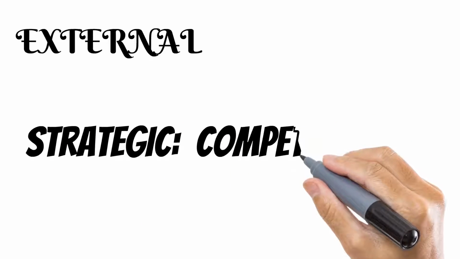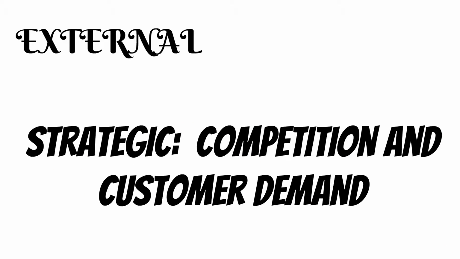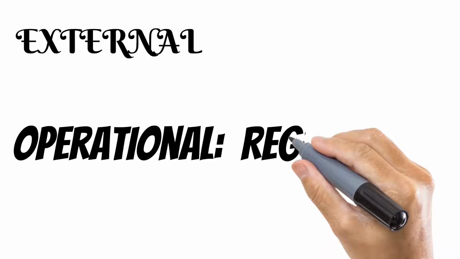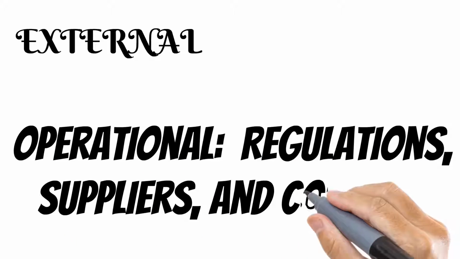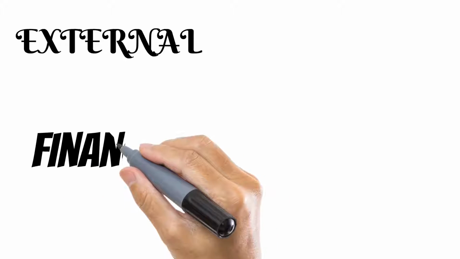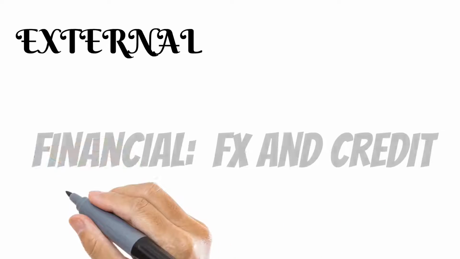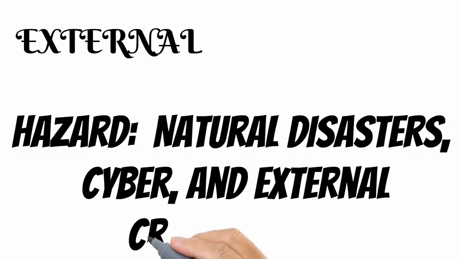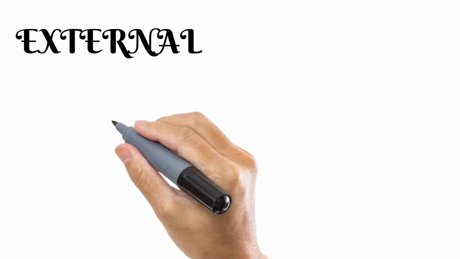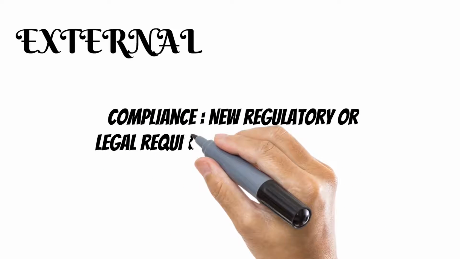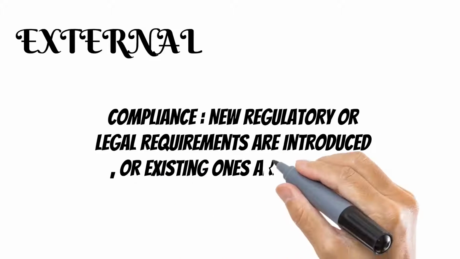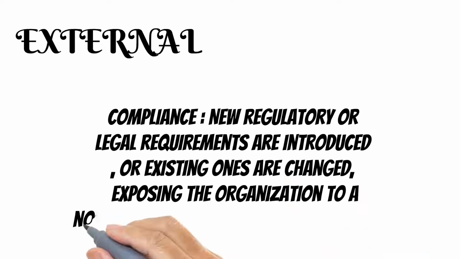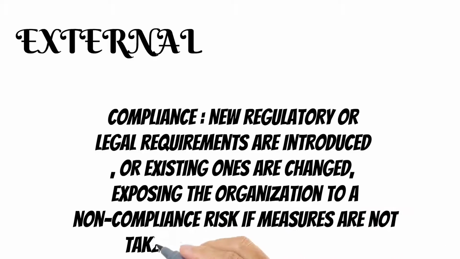Types of risk. External: strategic, competition and customer demand; operational, regulations, suppliers, and contract; financial, FX and credit; hazard, natural disasters, cyber, and external criminal acts. Compliance: new regulatory or legal requirements are introduced, or existing ones are changed, exposing the organization to a non-compliance risk if measures are not taken to ensure compliance.